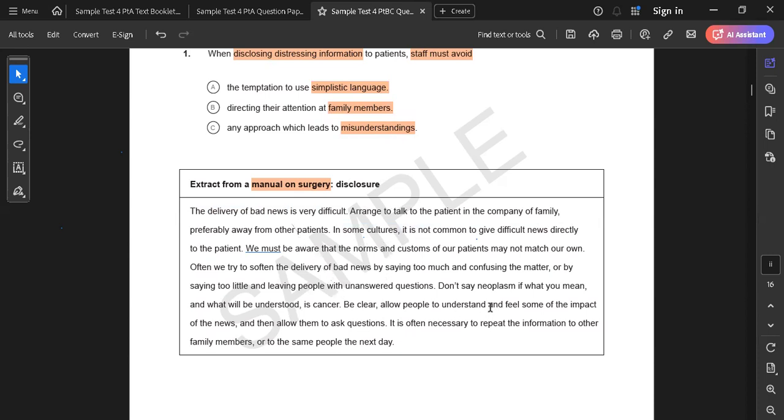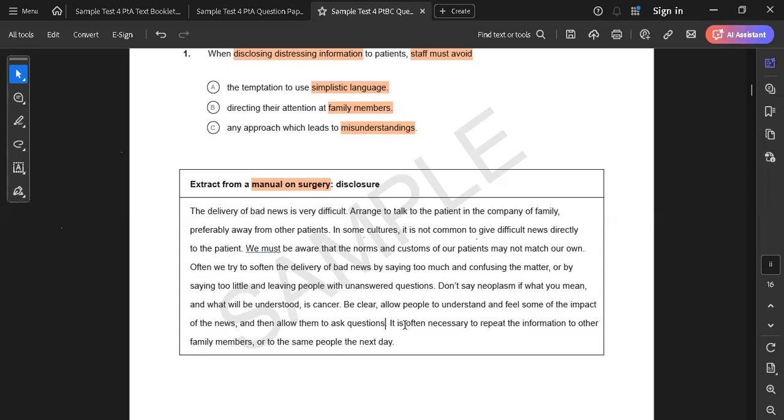Allow people to understand. Even "allow people to understand" is giving you a sign of something related to understanding, that they should feel. It means what? They should not misunderstand anything. They should feel the impact of the news. Otherwise, what will happen? They will get a misunderstanding of it. And allow them to ask questions. So what does it mean? If you are giving misunderstanding, they are not clear about the things, they cannot ask questions about the things.